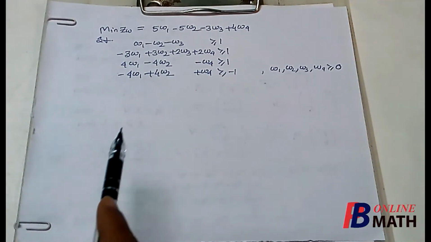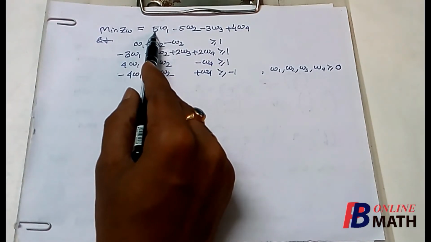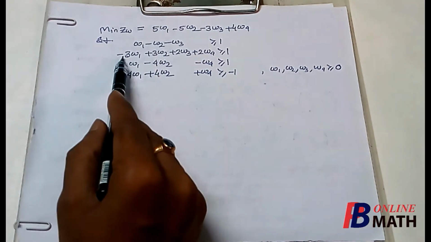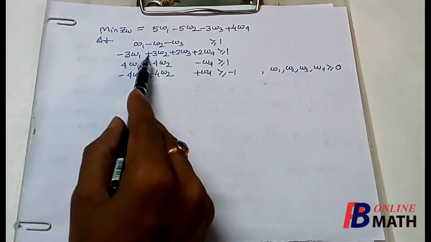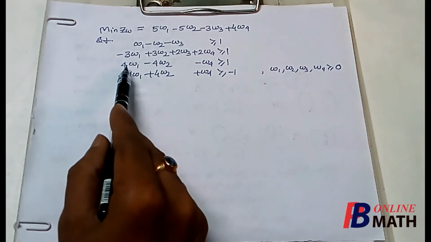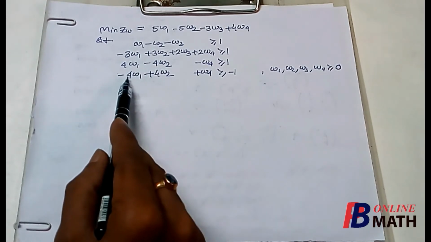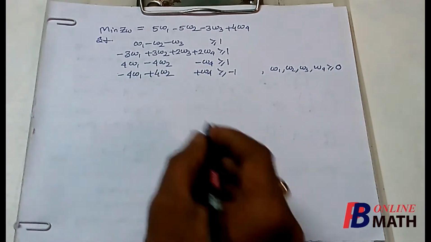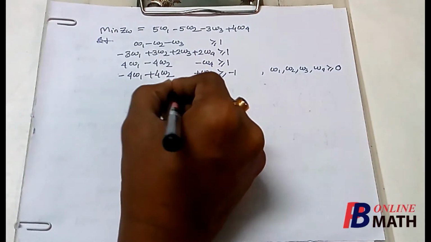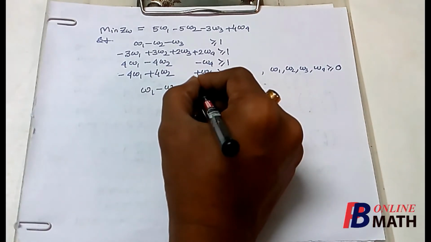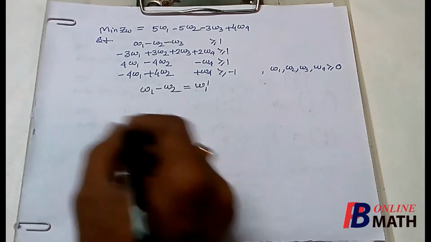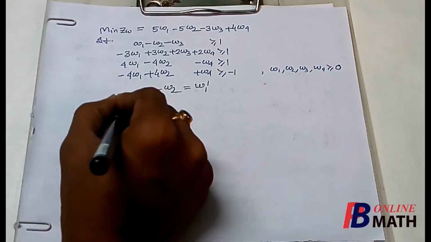Now if we look carefully, we shall find that if we take 5 common here, then it is 5 into omega 1 minus omega 2. If we take minus 3 common here, then it will be omega 1 minus omega 2. If we take 4 common here, then it will be omega 1 minus omega 2. And if we take minus 4 common here, then it will be omega 1 minus omega 2. So if we assume that omega 1 minus omega 2 is equal to, suppose, omega 1 dash, then this problem can be written as minimization of z omega.